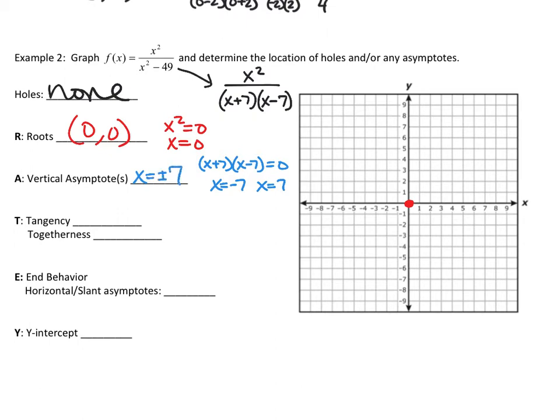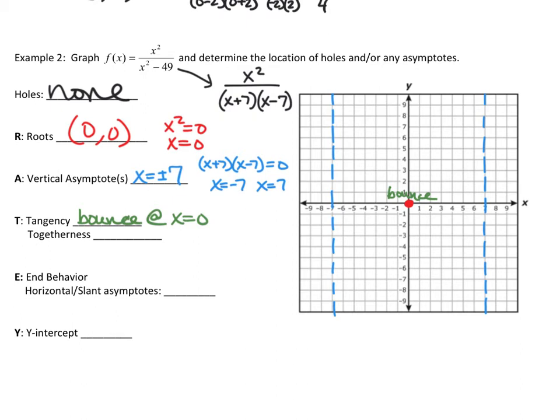which is something I can graph. Here's negative 7, and here's 7. I have my vertical asymptotes. Tangency and togetherness, remember I'm looking for 2's or squareds, and I have a squared term in the numerator. That has to do with tangency, so I'm going to have a bounce at the value x equal to 0. And just for good measure, because we're learning, you don't have to write bounce on here if you get it, but I need the reminder every once in a while. So I'm going to write bounce at that root.